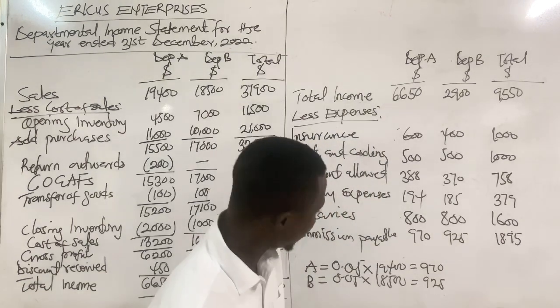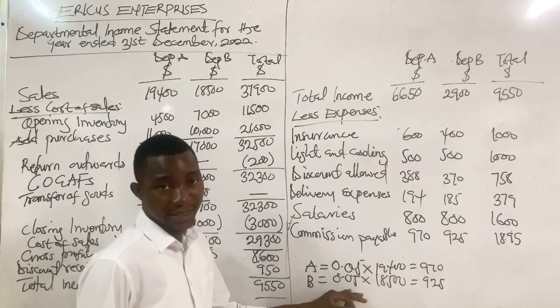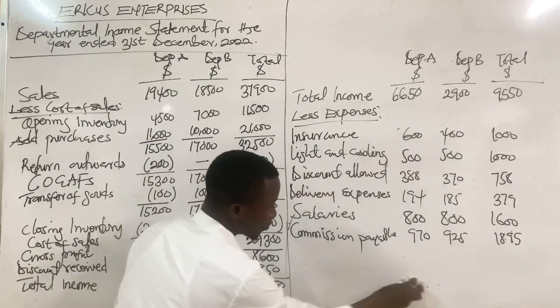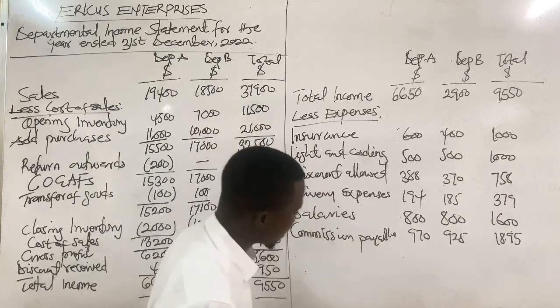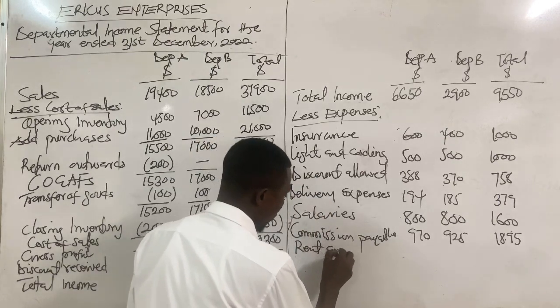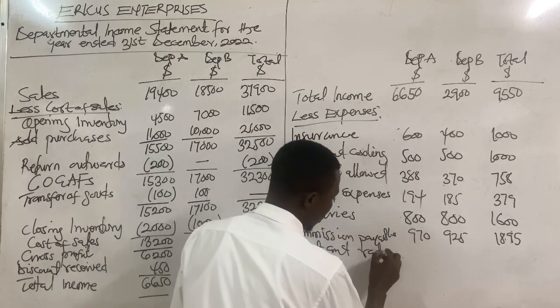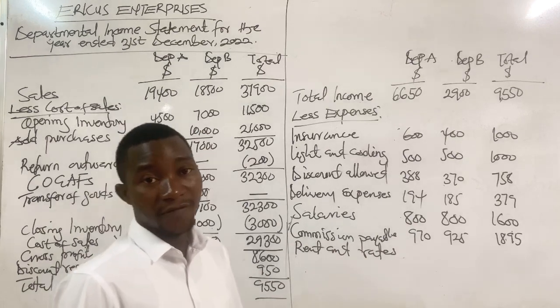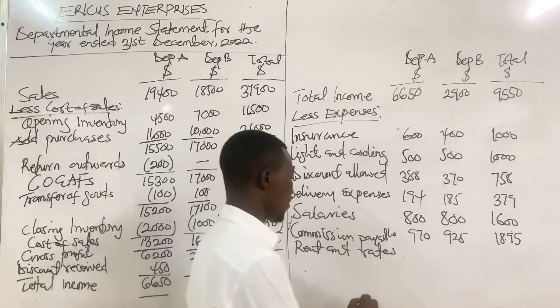Very good. I hope you are getting the concept very well. Okay, so the next expense is rent and rates. For rent and rates, the question gives $5,000, okay? 5,000.